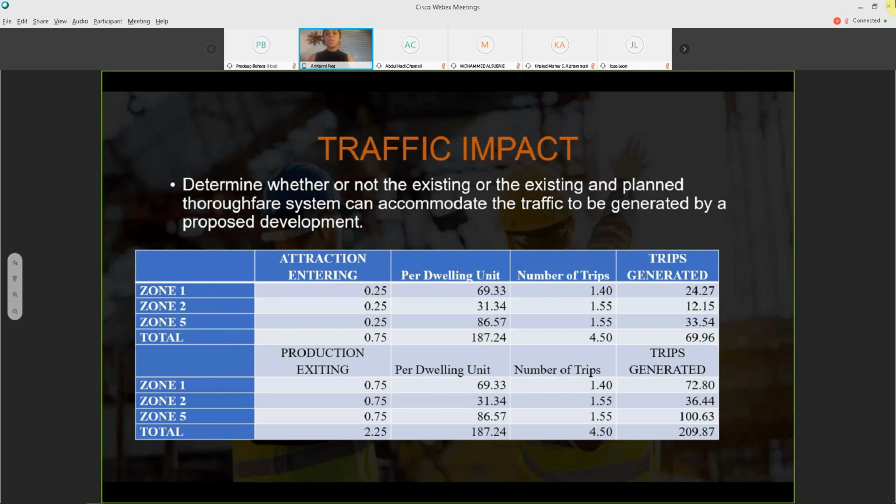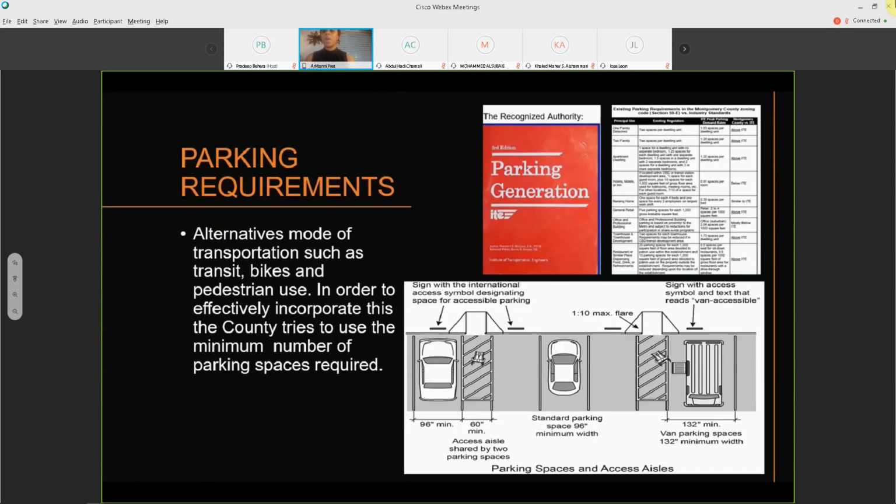A traffic impact study was conducted in our town by zone in order to accommodate the planned traffic. Here is a chart of the number of vehicles leaving and entering within one peak hour. Next slide. For parking within our layout, we use the minimum number of required parking spaces by Montgomery County. Next slide.